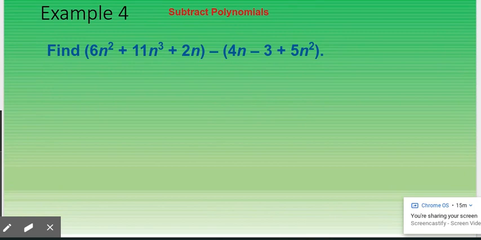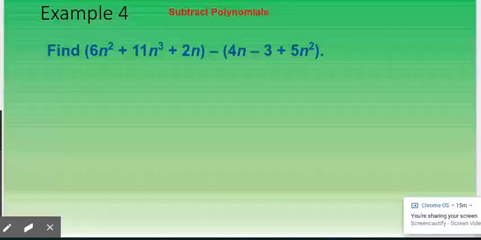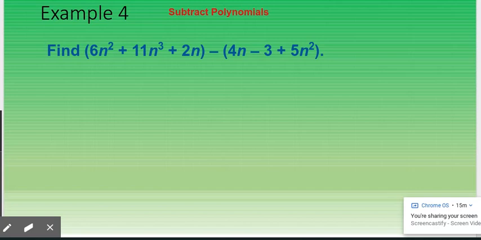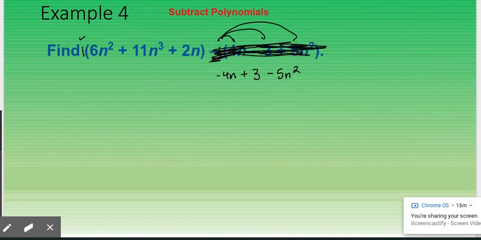Okay, we got 6n to the second plus 11n to the third plus 2n. That's a trinomial. And we're subtracting another trinomial from that, 4n minus 3 plus 5n squared. Okay, so 1, that's good. Negative 1, I have to distribute. So I'm going to distribute that negative 1. Negative 1 times 4n is negative 4n. Negative 1 times negative 3 is positive 3. Negative 1 times 5n squared is negative 5n squared. And this is done. Now let's combine our like terms.